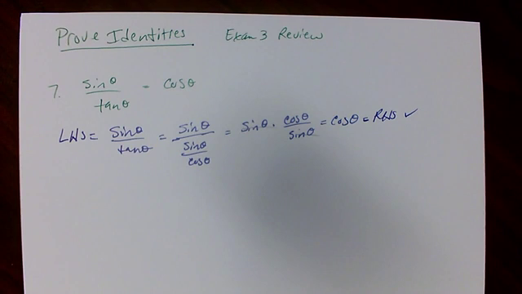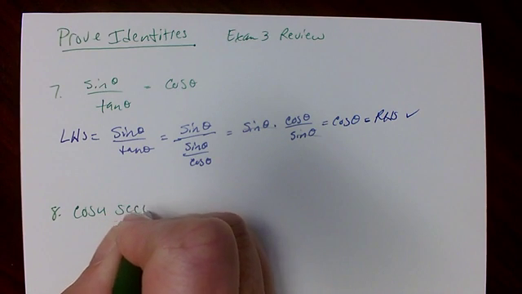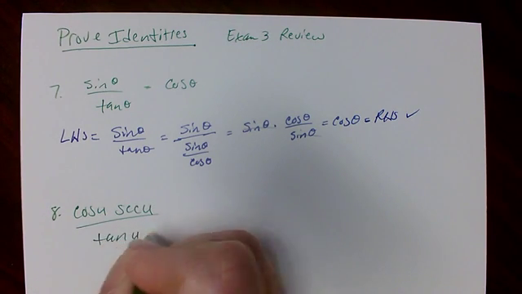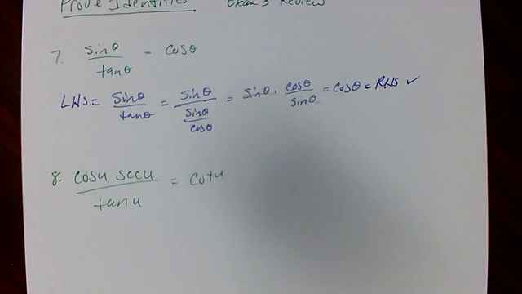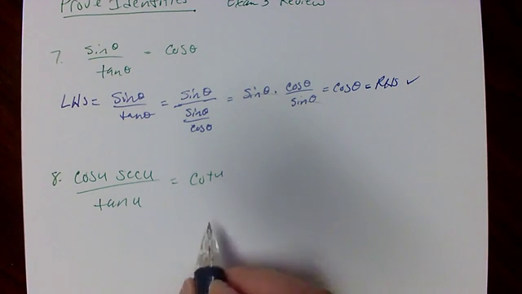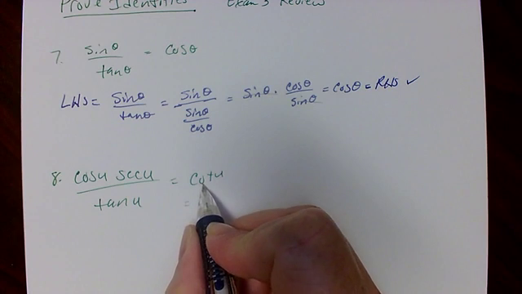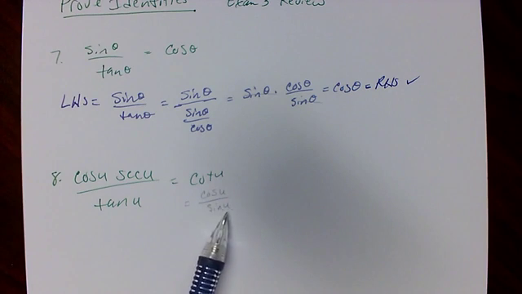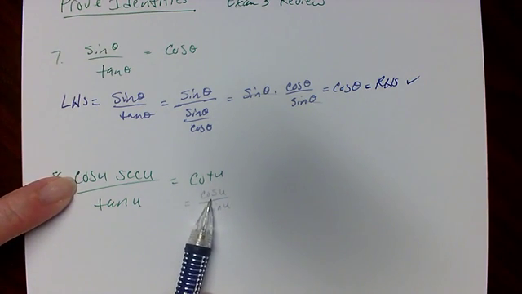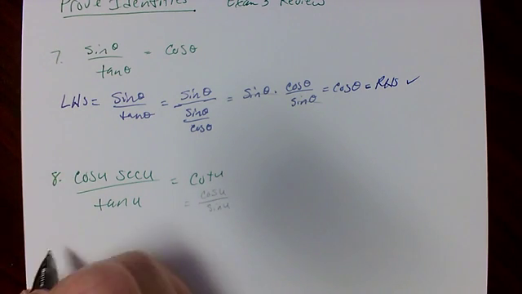The second problem we're going to look at is cosine u secant u over tangent u is equal to cotangent u. Again, we want to pick the more complicated side, which is the left-hand side, and I need to prove it equal to the right-hand side. But the first thing I want to do is rewrite the right-hand side in terms of sine and cosine. So cotangent will be cosine u over sine u. So this is what we're trying to get to. We want cosine, which we already have, in the numerator, and sine u in our denominator.